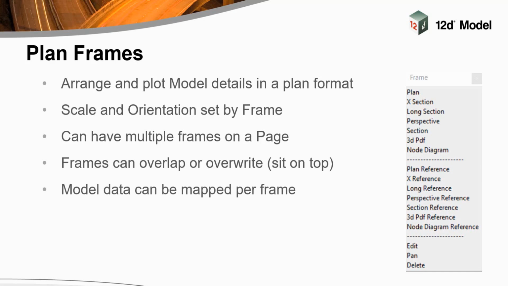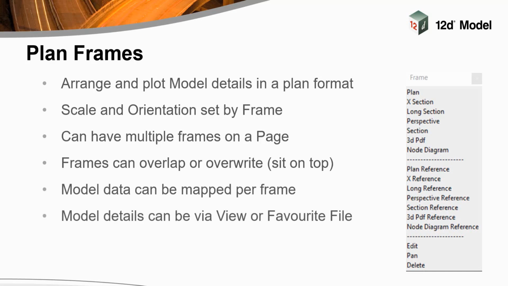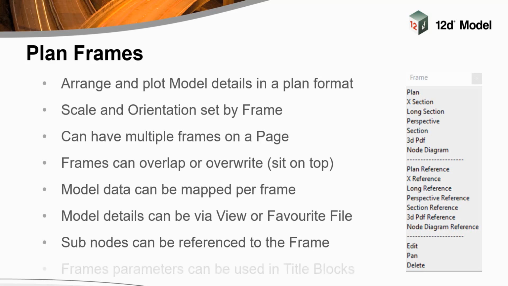Model data can be mapped per frame using a map file, and model details can be viewed via a view or a favorite file. Subnodes can be referenced to the frame, i.e. text or symbols, and frame parameters can be used inside the title blocks themselves.